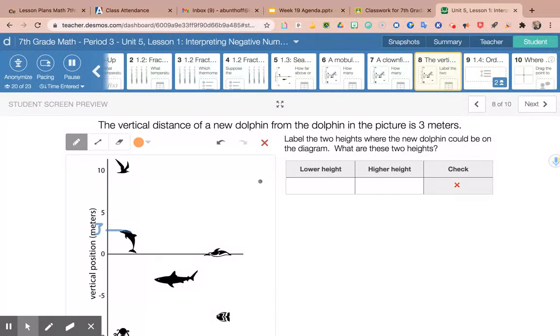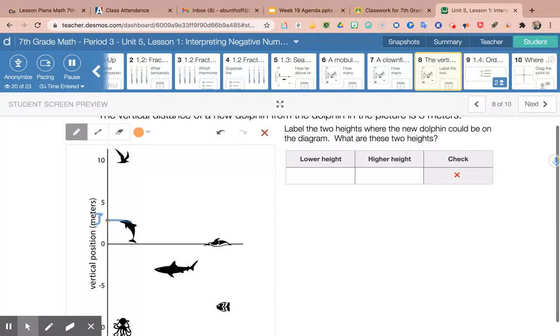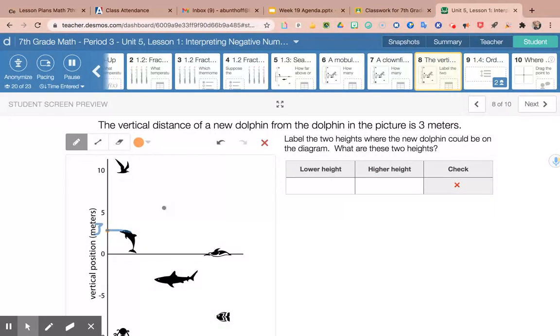So the old dolphin's at 3. The new dolphin is 3 meters away. So where could the new dolphin be? You have your lower height and your higher height. So 3 meters away, what are the 2 spots that the new dolphin could be? All right, so lower height, higher height, make sure you have those in the correct order, and then you should have a green check mark. New dolphin is 3 meters away from the old dolphin, so where could it be?